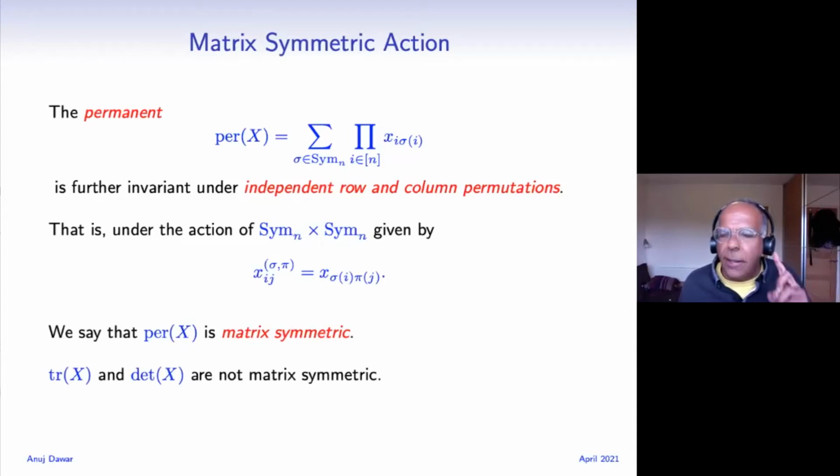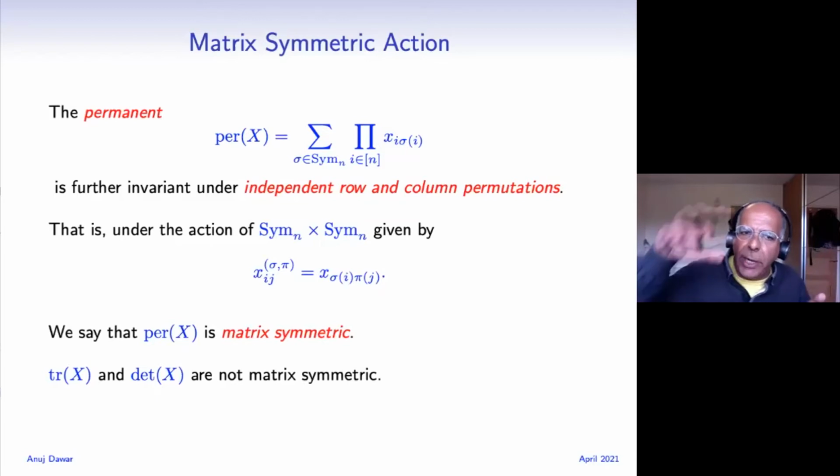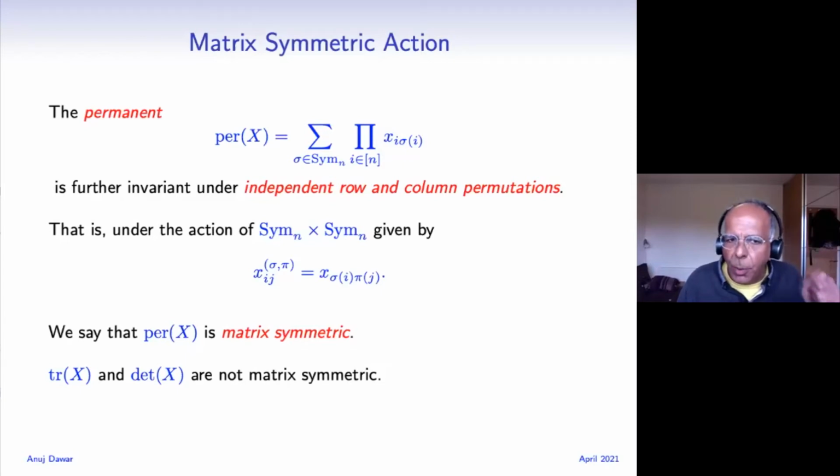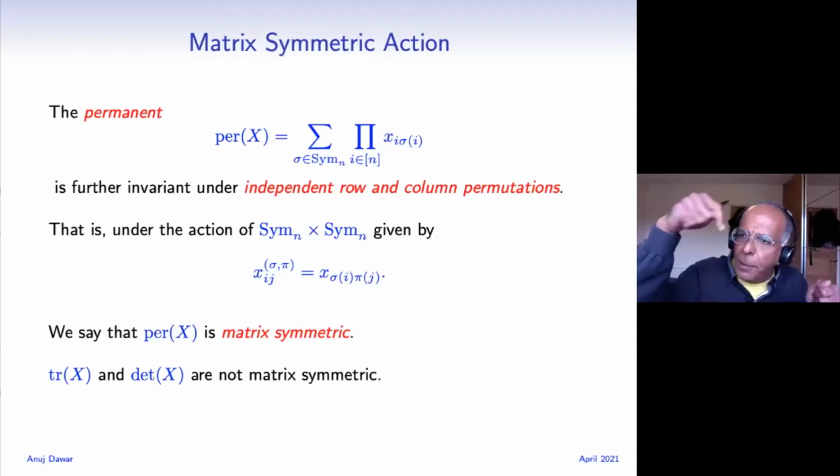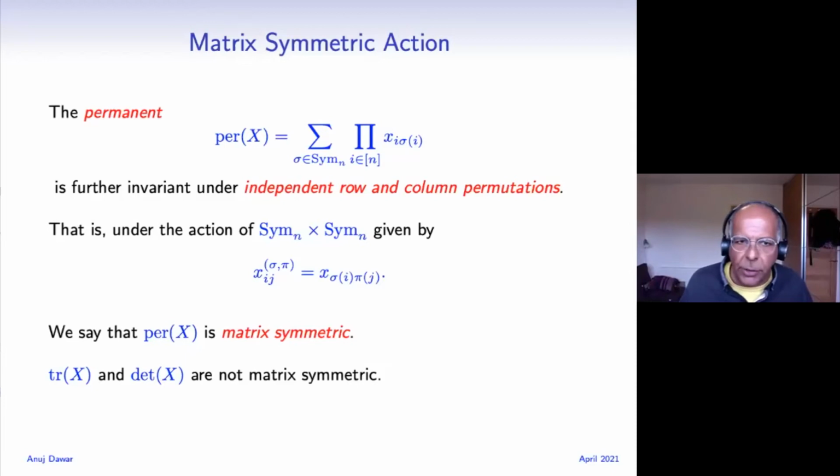Note, the trace and the determinant are not matrix symmetric. In the case of the trace, the trace is simply the sum of the diagonal, and if you apply one permutation to the rows and a different permutation to the columns, you change the diagonal. In the case of the determinant, if you apply a permutation to the rows and a permutation of opposite sign to the columns, you change the sign of the determinant. Okay, so the determinant is not invariant under arbitrary row and column permutations.